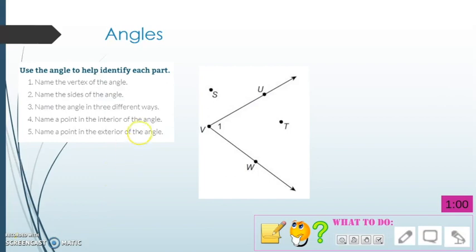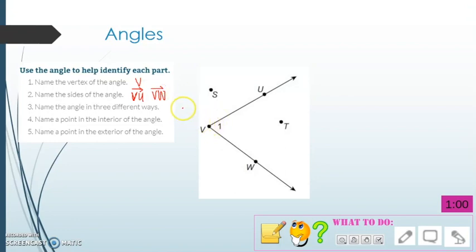So, for example, if we want to name the vertex of this angle, the vertex of this angle is V. The sides of this angle are rays VU and VW.